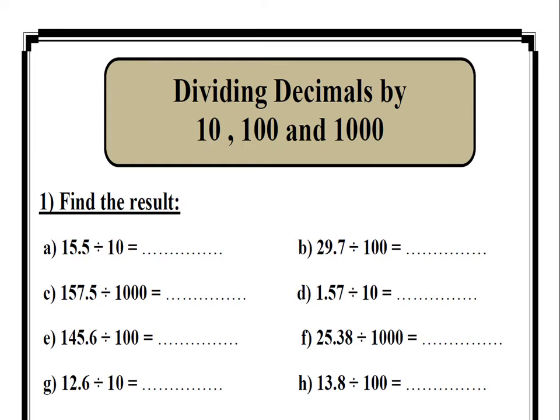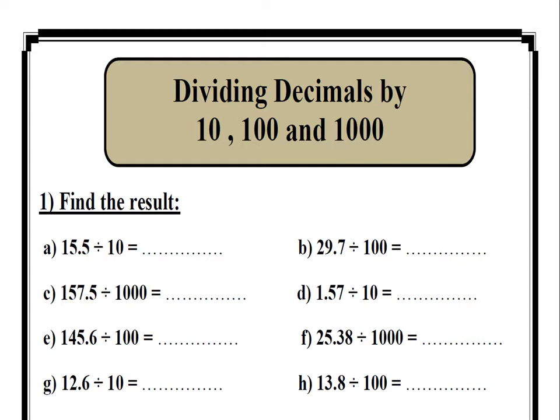As we said before, dividing the decimal by 10, 100, 1000 means that I'm going to move my decimal point backwards or to the left side. How many steps? According to the number of the zeros I have in my number.